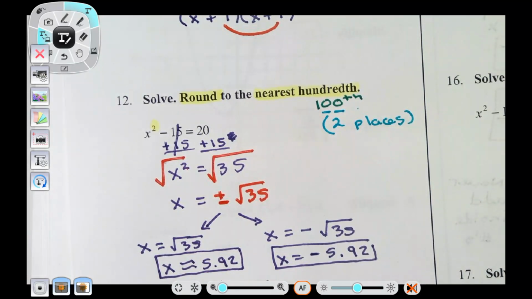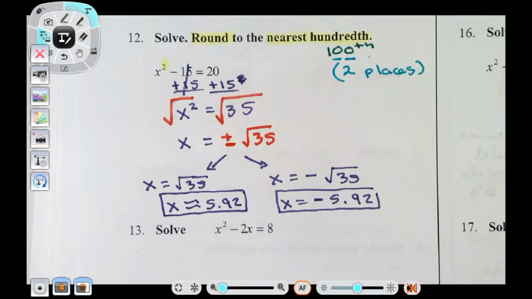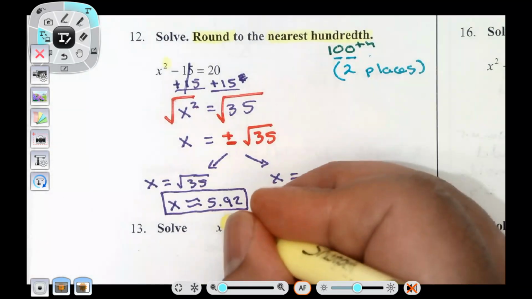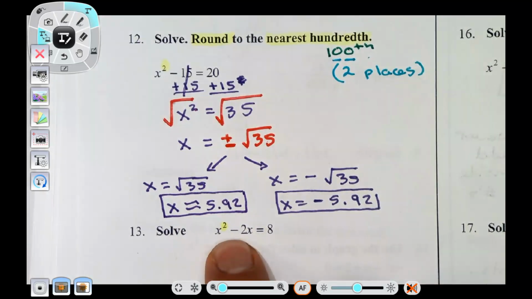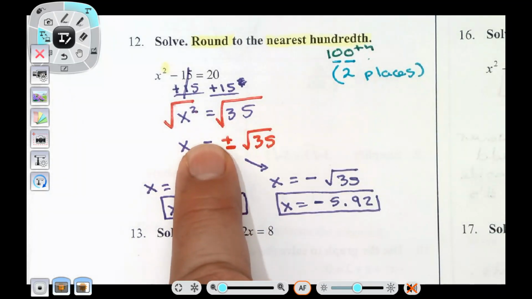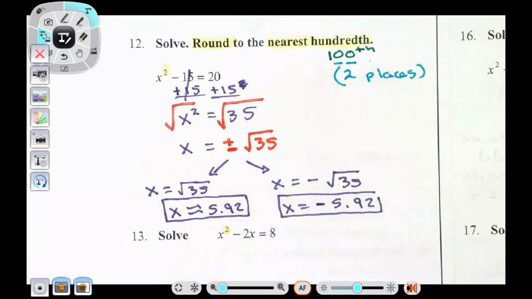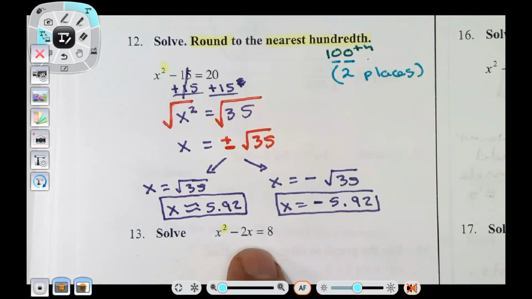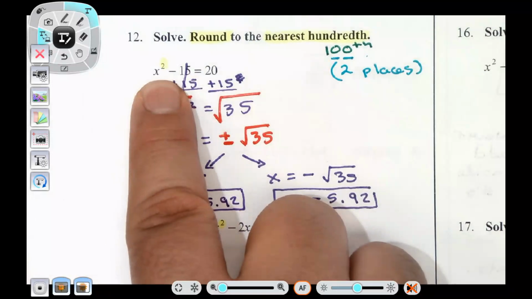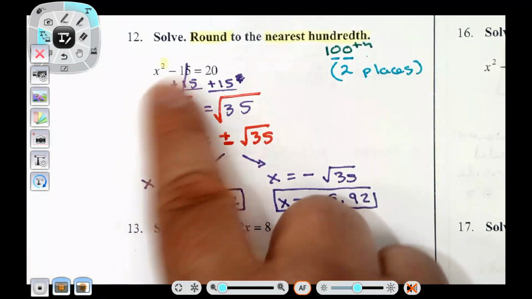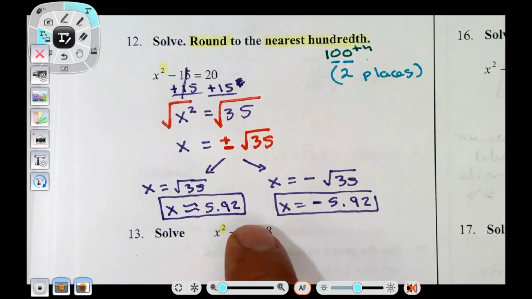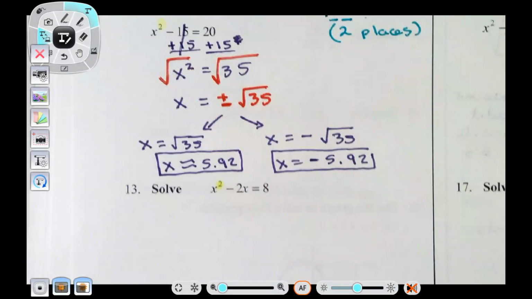Now, when I look at number 13, okay, number 13 also has a power of 2. So yes, this is a quadratic. That's it. That's the only detail we need. It's a power of 2, it's a quadratic. But the question is, can I use what I did up here? Can I bring square roots into it? Look at it carefully. This thing has 2 x's written out. This one only had 1. That's why I use square roots here, but you definitely cannot use square roots on number 13.